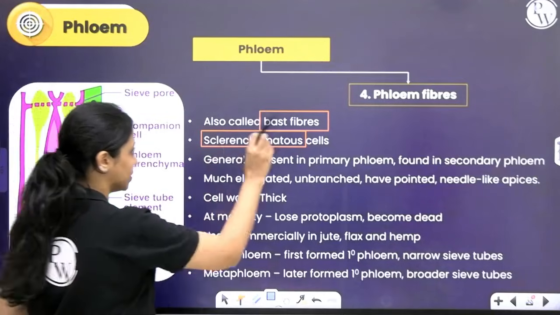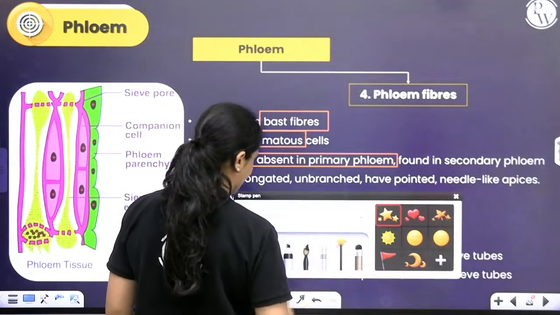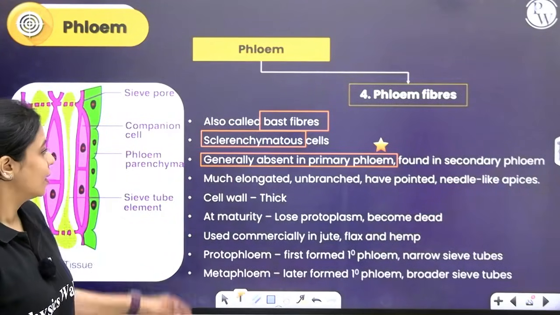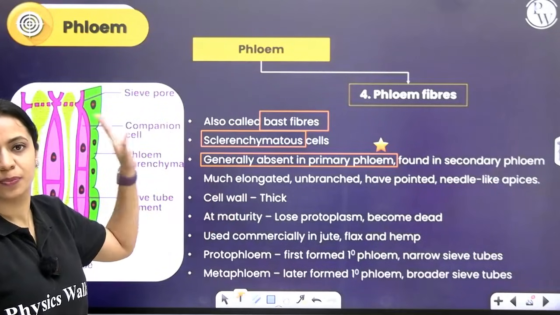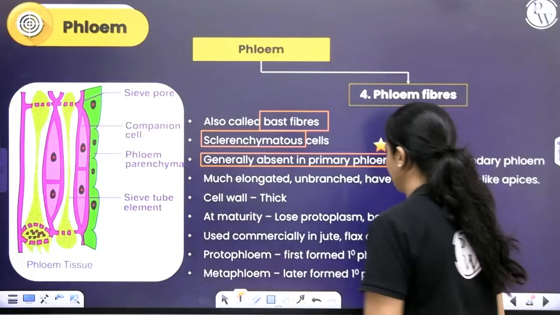Okay. So phloem fibers are generally absent in primary phloem. Phloem parenchyma is generally absent in monocots. Phloem fibers are generally absent in primary phloem. You should remember this. Okay. And it is found in secondary phloem.